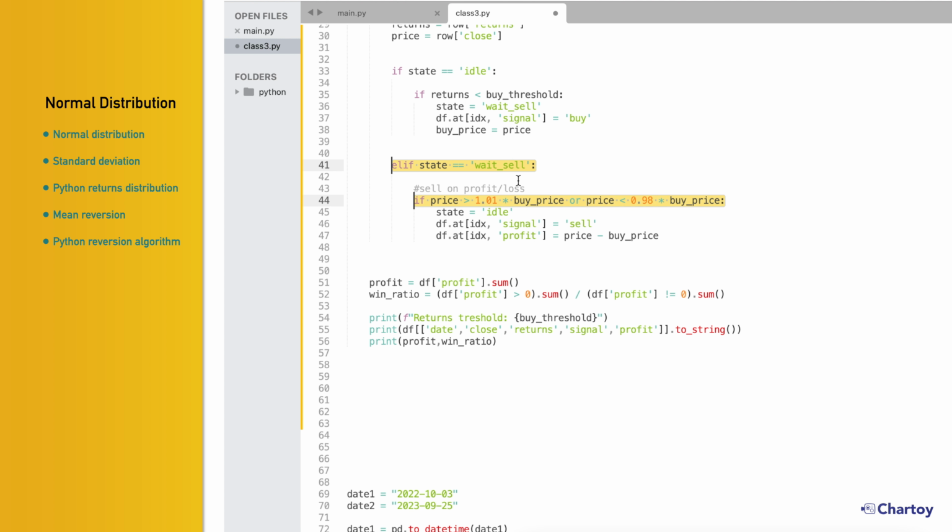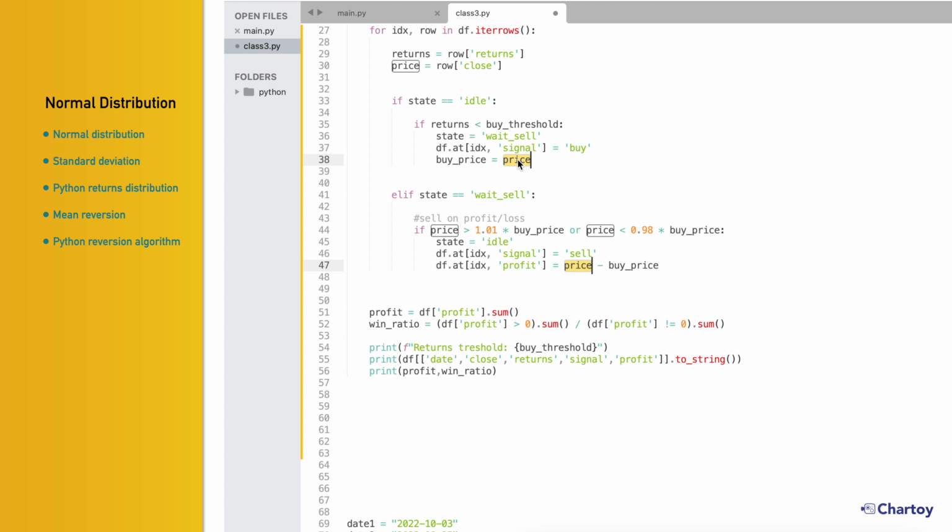If that happens, we change the state to idle because we want to mark our state machine to go back to normal and wait for the next round, and we mark the signal column like before as sell, right, on this particular index, on this row. But in this case, we also mark the profit. The profit in that index equals the price of that day minus the price we paid to buy the stock, right? Because the buy price is the price we marked before that we paid to buy the stock.